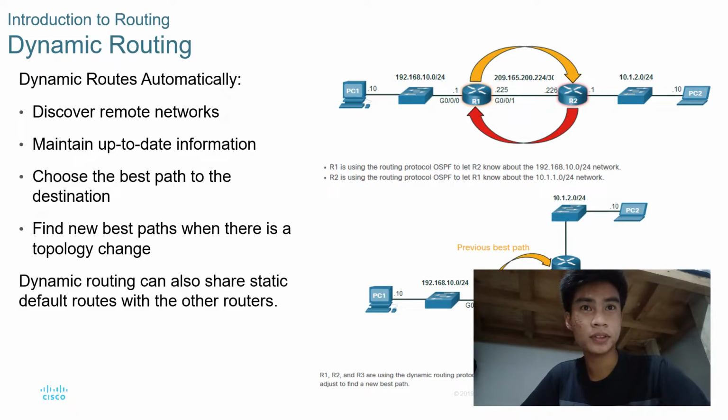Dynamic routing protocols include OSPF and Enhanced Interior Gateway Routing Protocol, or EIGRP. The figure shows an example of routers R1 and R2 automatically sharing network information using the routing protocol OSPF.